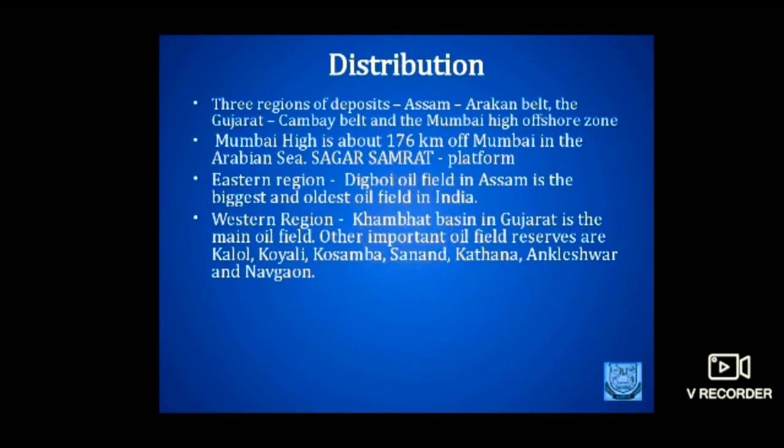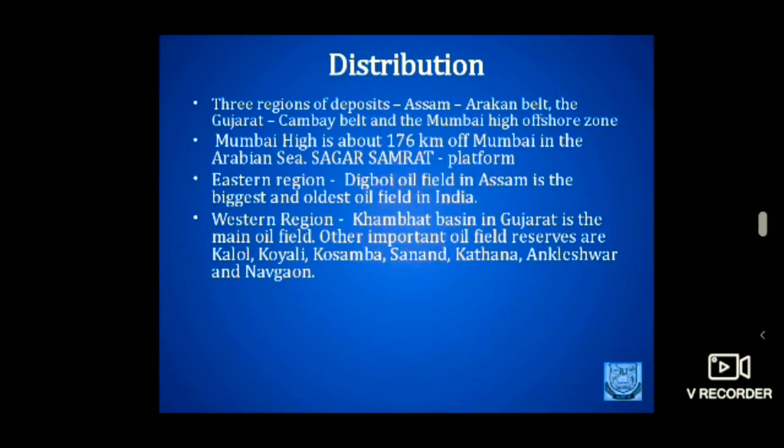Next, let us discuss the distribution of petroleum in India. In India, there are 3 regions which have vast deposits of petroleum. Number 1, Assam Arakan Belt, that is in the northeastern region. Arakan is the extension of the Himalayas in Nepal and Bangladesh. The second one is the Gujarat Cambay belt along the Cambay basin. The third one is the Mumbai High offshore zone.